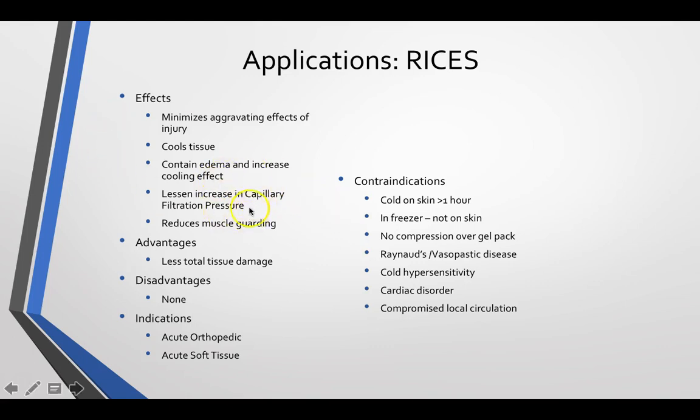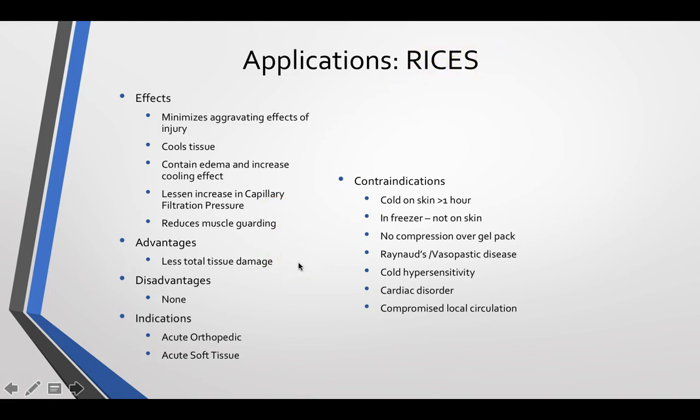Lessen the increase in capillary filtration process. That's going to be through our compression and through our elevation. And we can also reduce muscle guarding. If we stabilize and rest the area, it's much less likely that we're going to get into that adaptation, Stain's spinal adaptation theory, where we have that arthrogenic inhibition where we can't control the muscles. So if we rest and support the area, that happens less.